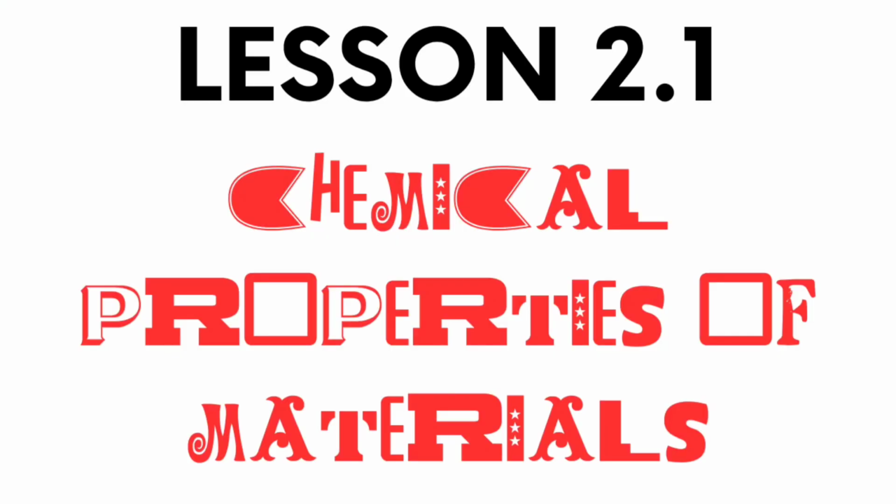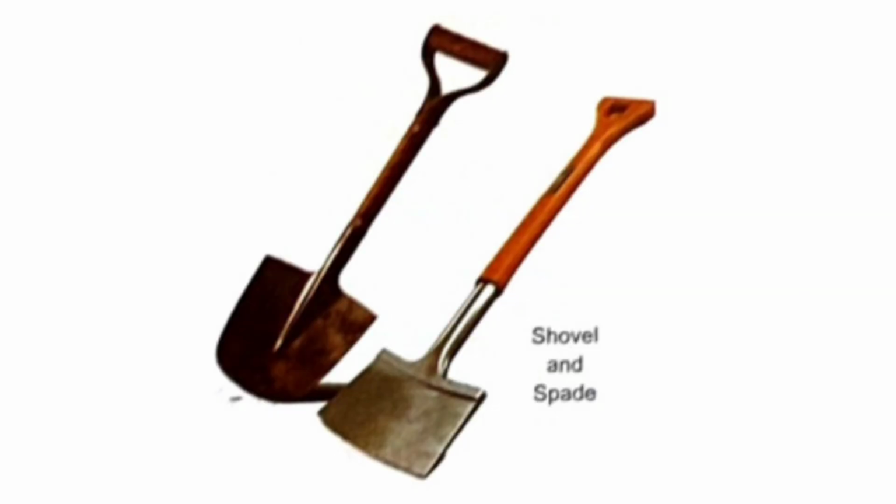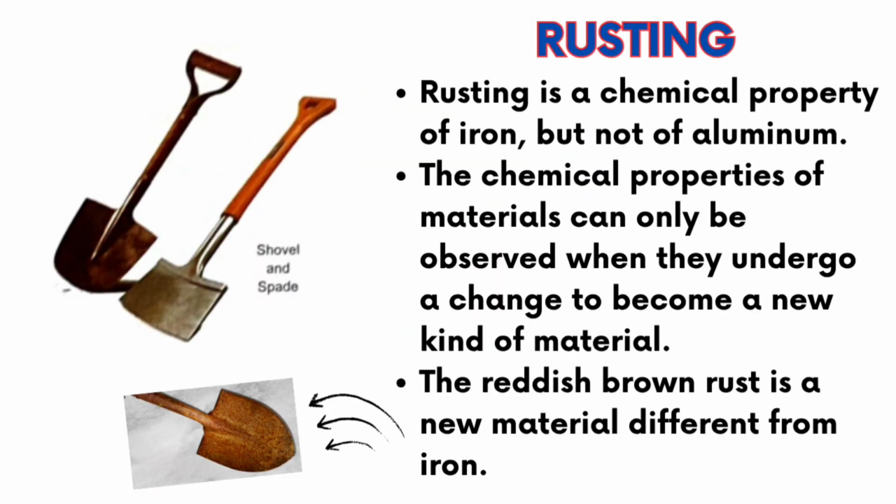Lesson 2.1: Chemical Properties of Materials. Compare the garden spade and the shovel in the picture. What do you notice? The shovel, which is made of iron, is rusty, while the aluminum spade is not. Rusting is a chemical property of iron, but not of aluminum.